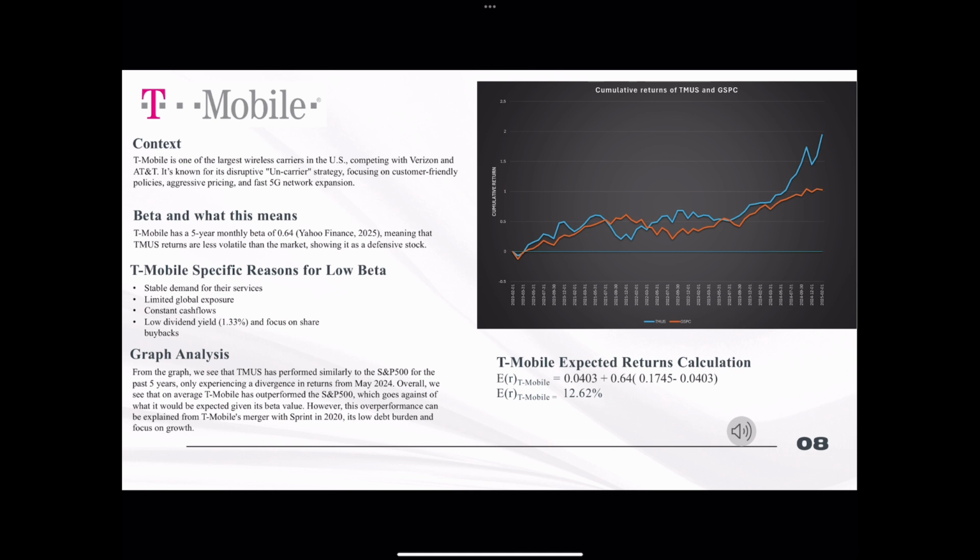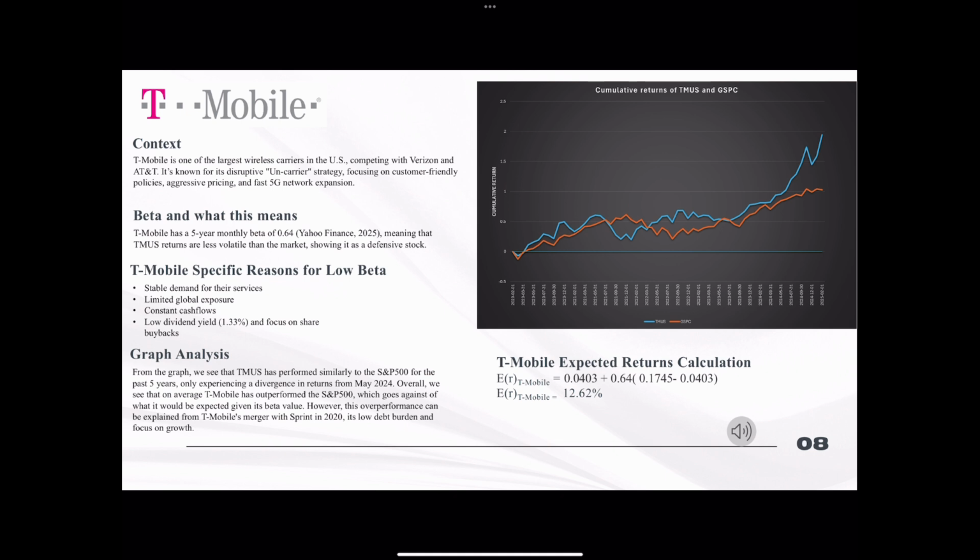Also, due to the nature of its subscription-based product, it benefits from a constant cash flow, reducing stock price volatility. Lastly, T-Mobile pays a low dividend yield of 1.33%, showing its dedication to investing in growth, which may explain its constant returns. Looking at the graph, we see that T-Mobile has outperformed the S&P 500 over the last 5 years.